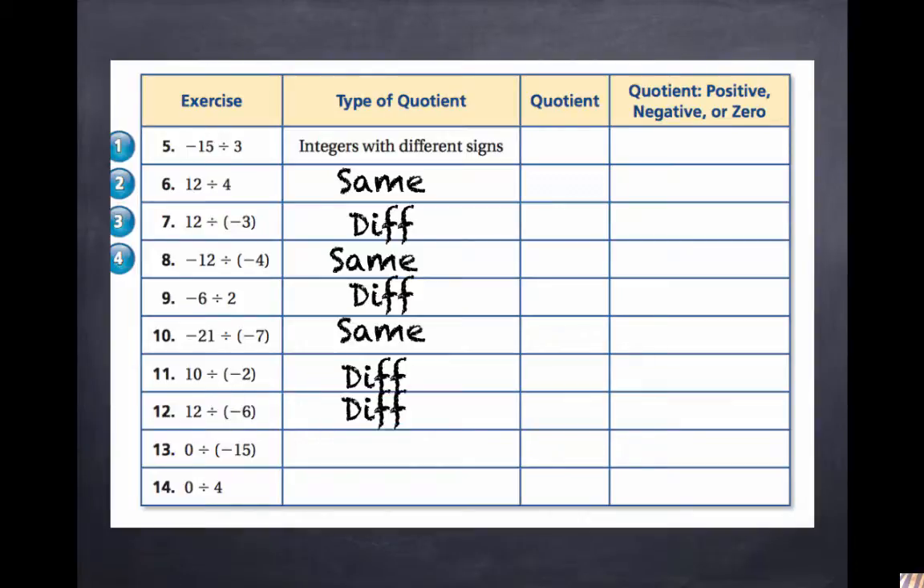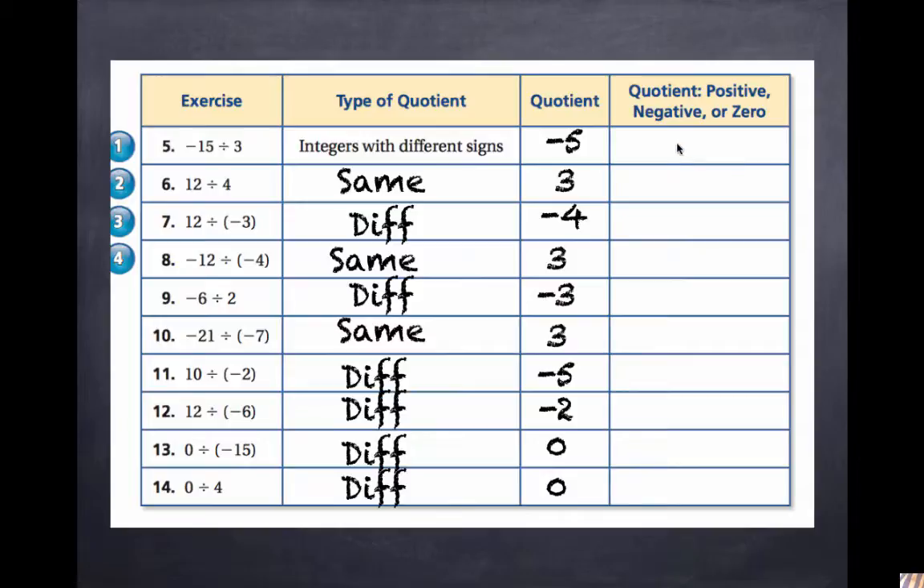And we can continue along this idea. 0 divided by negative 15. They're different signs because strictly speaking, 0 doesn't have a sign. So they are different. Now we want to get the answers to all of these division problems. So we can fill this in: negative 15 divided by 3 is negative 5. 12 divided by 4 is 3. 12 divided by negative 3 is negative 4. 12 divided by negative 4 is 3. Negative 6 divided by 2 is negative 3. Negative 21 divided by negative 7 is 3, and so on. And 0 divided by anything is 0.